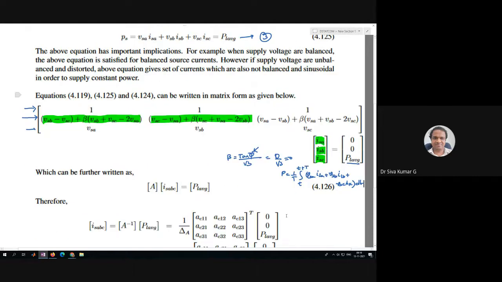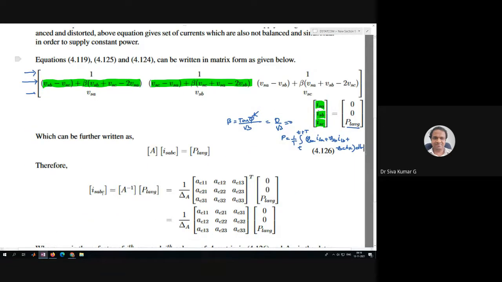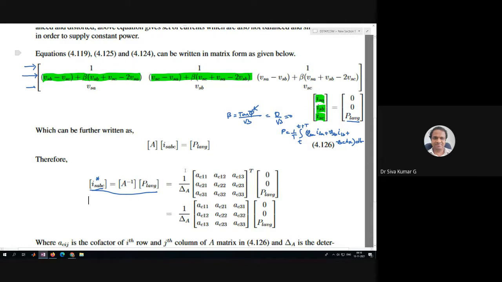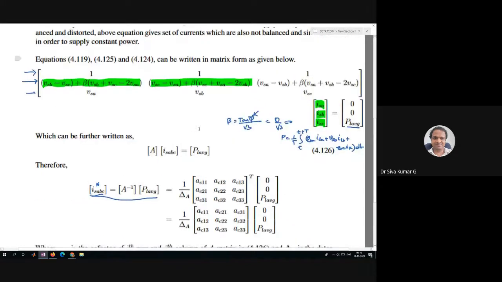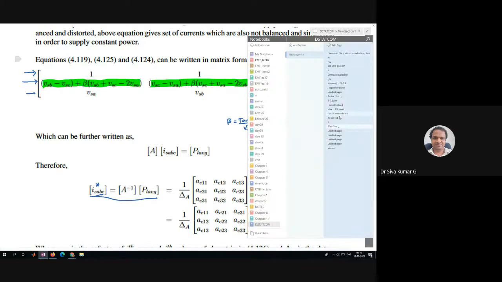Once after finding this, we need to estimate ISA star. These are reference currents from this particular matrix, A inverse of the PL average. Once you do these equations, we need to find out the A inverse for this particular matrix.